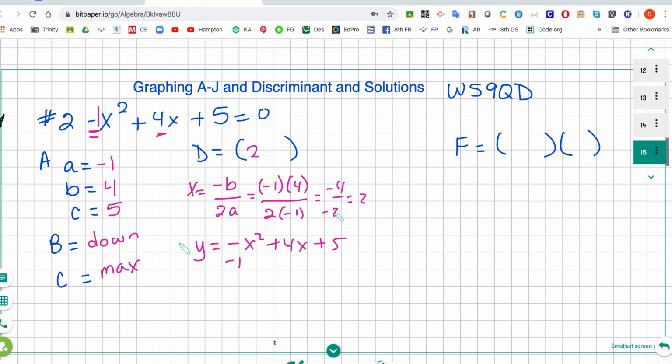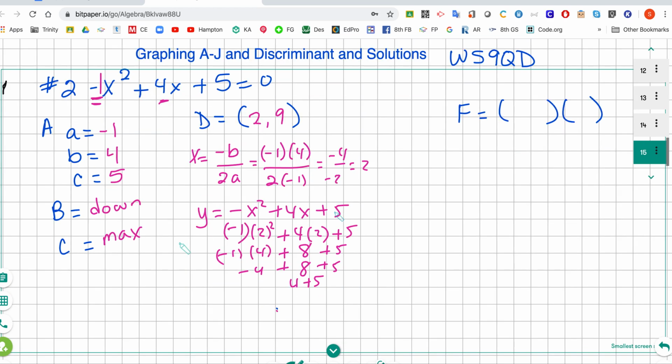All right, so now let's go ahead and solve. And we have -1 times 2 squared plus 4 times 2 plus 5. So -1 times 4 plus 8 plus 5. -4 plus 8 plus 5 will give you 4 plus 5, which gives you 9. All right, so now we have our vertex.